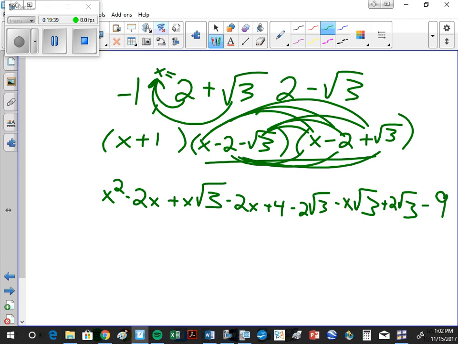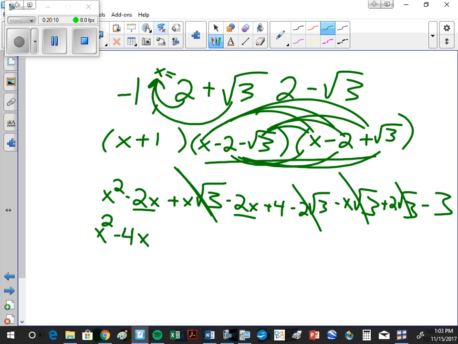Now what do you notice? Oh my gosh, I'm sorry. Minus 3. Thank you. And x root 3 cancels negative x root 3. Negative 2 root 3 cancels positive 2 root 3. And I have x squared, and I have 2 copies of negative 2x. And then I have a 4 and a negative 3, which is plus 1.